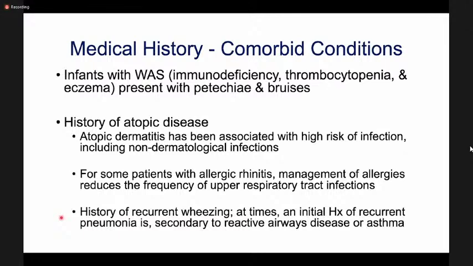The same thing with Wiskott-Aldrich syndrome. They tend to present with eczema and thrombocytopenia that could be symptomatic. So if you're picking this up and you think there could be a syndrome, it's important to evaluate their immunity. The other comorbid condition is atopic disease. Especially for patients who present with eczema, a lot of these primary immunodeficiencies present with eczema plus skin rashes. So that could be a sign from the medical history. Usually for patients who have other atopic conditions like allergic rhinitis and asthma, if you manage the allergic condition well, because you're reducing the inflammation in the airways, that would help reduce the frequency of infections.